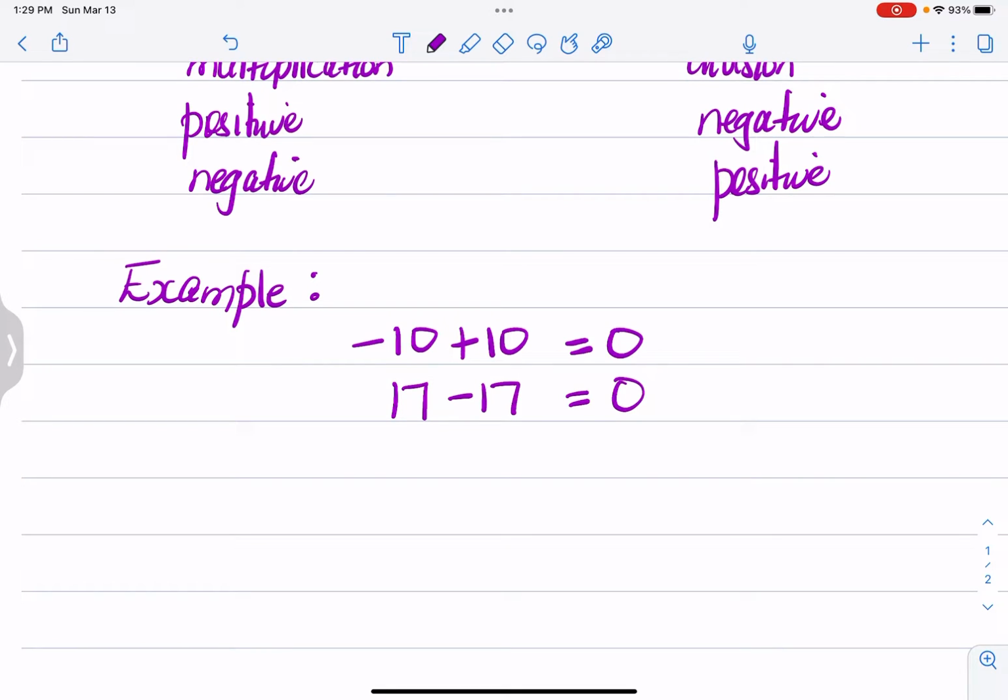If we have 1/3, we can multiply using the multiplicative inverse or the reciprocal, which is 3/1. Again, this will give me 1 because 3 divided by 3 is 1. So we can cross cancel.